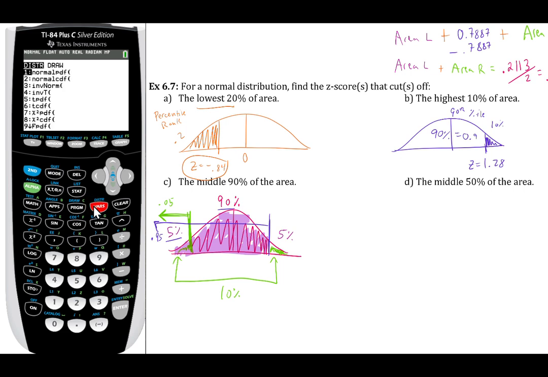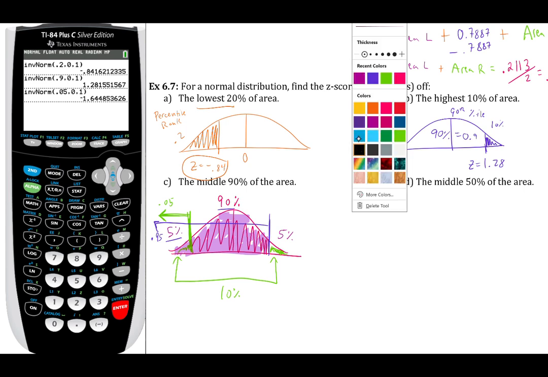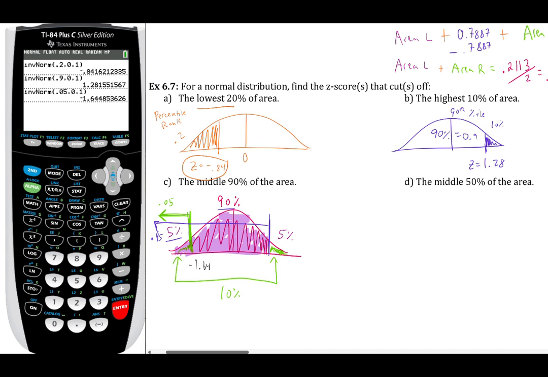So I'll do that really quickly. 0.05. We'll get that the lower value is negative 1.645. And then if I hit second vars, number 3, 0.95, we'll get that the upper value is 1.645. Again, if you have one of those nice new calculators, you could just use 90% or 0.9 and then choose center. And that'll give you the two different regions, two different z-scores.